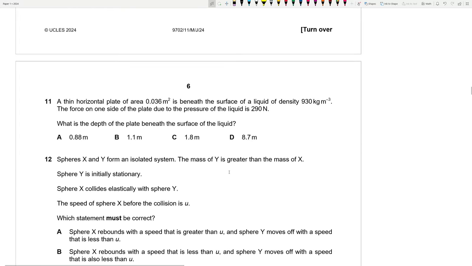Moving on to question 11. A thin horizontal plate of area 0.036 meter square is beneath the surface of a liquid of density 930 kilograms per meter cube. The force on one side of the plate due to the pressure of the liquid is this. Where is the depth of the plate beneath the surface of the liquid?